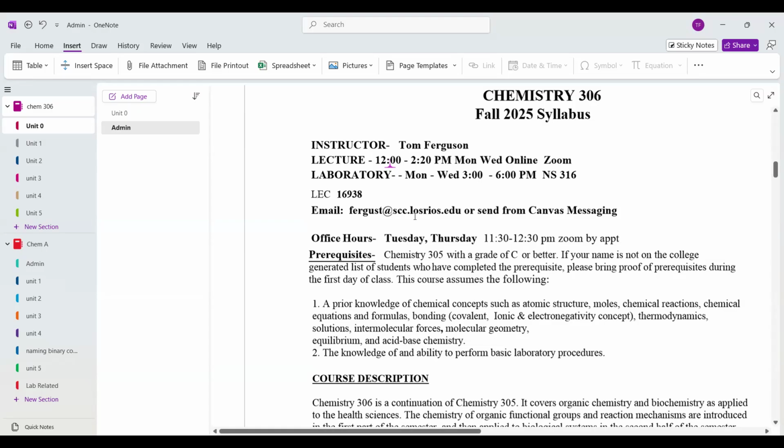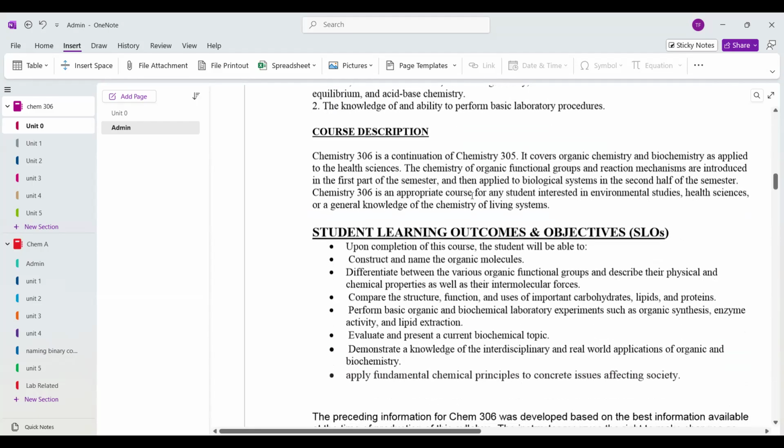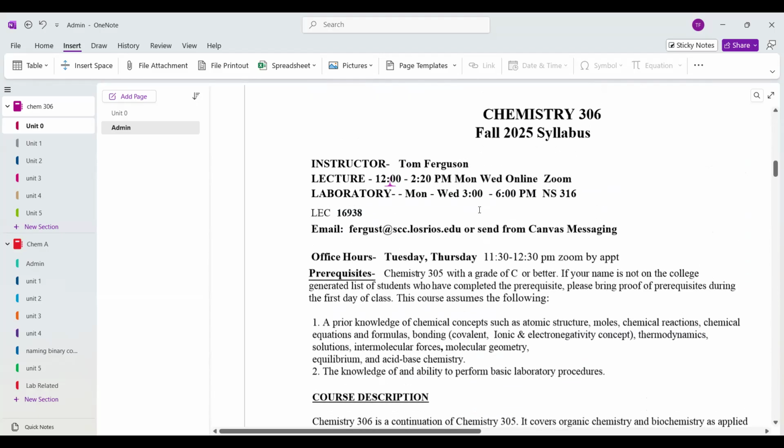Okay, so our lecture is going to be officially 12 to 2:20 Monday, Wednesday online with Zoom. And they usually don't go all the way to 2:20. Usually they're an hour and a half, 2 hours long, not 2.5 hours long. But sometimes it'll go longer, but most of the time it doesn't. Okay, so that's how to get a hold of me.